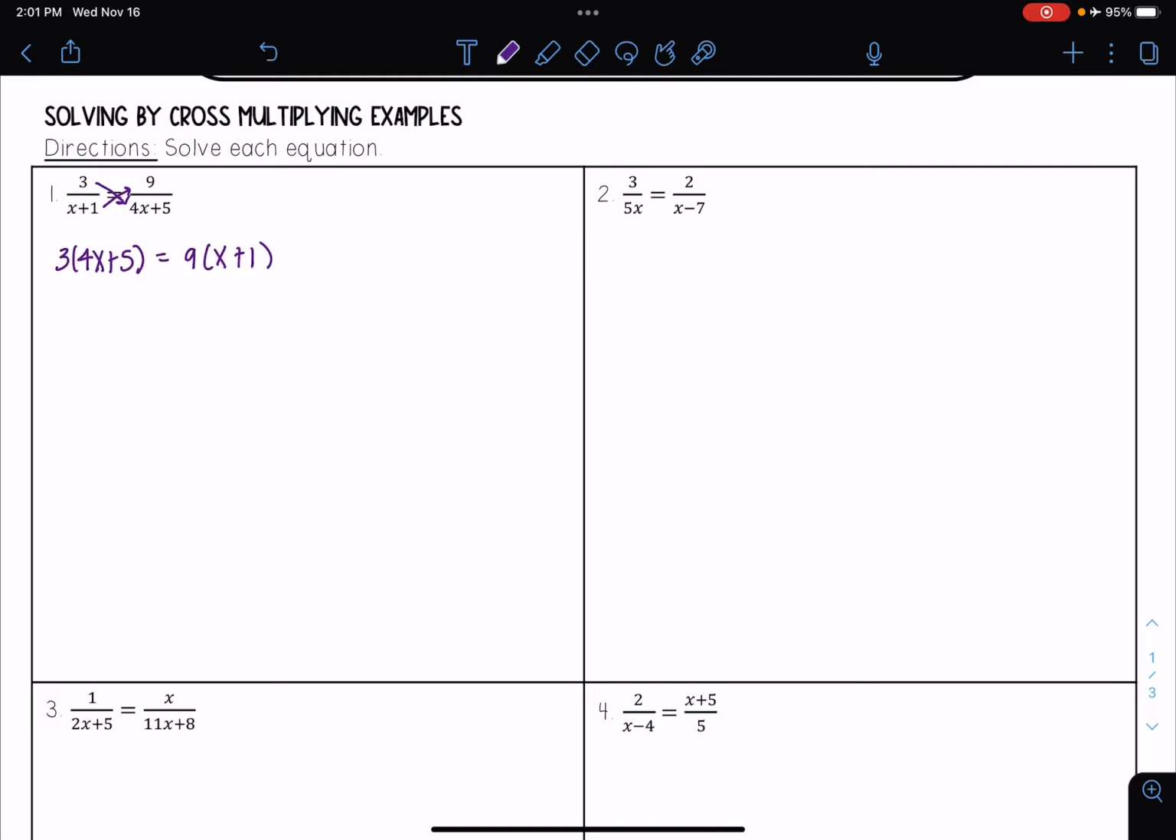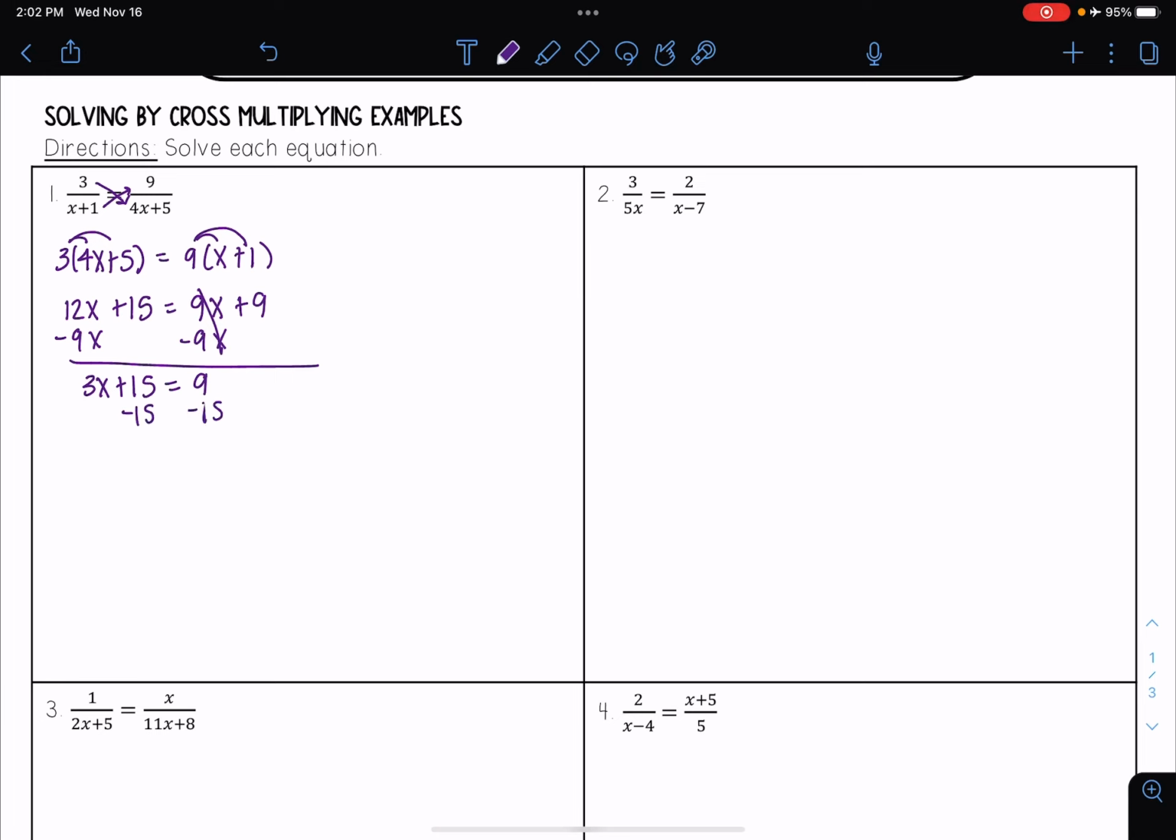So I'm going to distribute my 3. So 3 times 4x, I get 12x. 3 times 5, I get 15. Is equal to 9 times x, which is 9x, and 9 times 1, which is 9. Subtract 9x from both sides. And I get 3x plus 15 is equal to 9. After I subtract 15, I get 3x is equal to negative 6. And then divide both sides by 3, and I get that x is equal to negative 2.